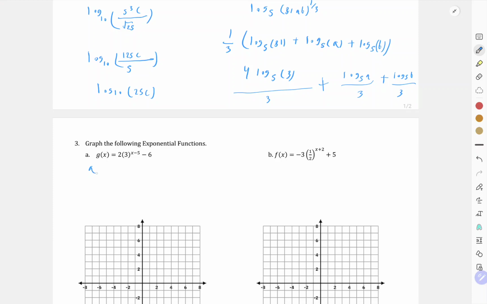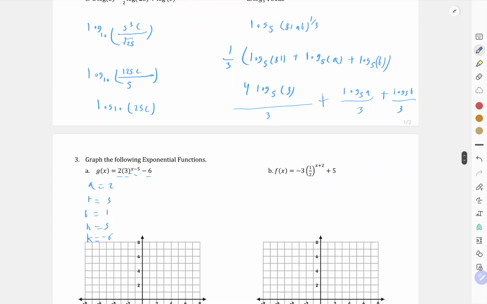First let's identify our a, and our a is 2 because this is 2, and our r, which is going to be in our parent point, which is 3, this is our base, and then our b, which is supposed to be up here, there's nothing next to x, so our b is 1. The next one is h. Our h is 5 and our k is -6. So 5 and -6. Alright, I actually need to go and look at the parent points for this.